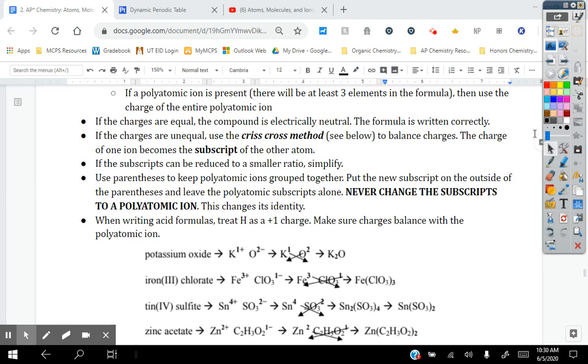Use parentheses to keep polyatomic ions grouped together. Put the new subscript on the outside of the parentheses and leave the polyatomic subscripts alone. Never change the subscripts to a polyatomic ion because that will change its identity.